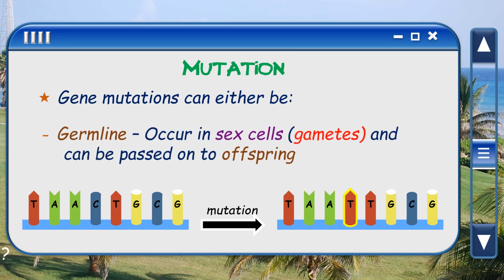Then we have another gene mutation that can take place in the germline. This one occurs in sex cells, or what we refer to as the gametes, and it can be passed on to the offspring because it is taking place in the gamete cells.